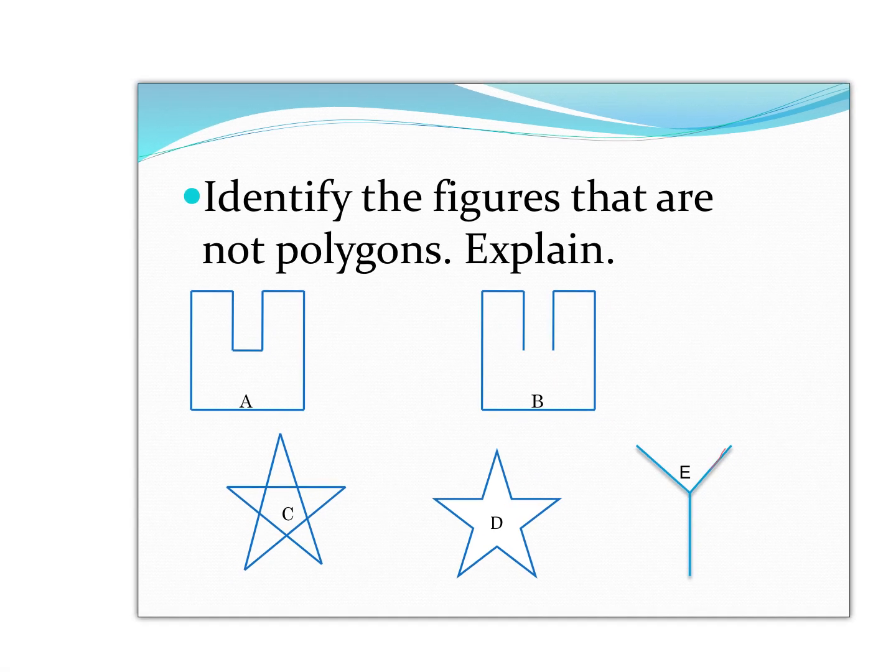So here, let's identify the figures that are not polygons. Let's go through and say what are polygons. A is definitely a polygon. The reason we know it's a polygon is that everything touches at the vertices, it's two-dimensional, everything is on the same plane, and you have no open ends. B is not a polygon. It looks like it is, except for the fact that it's missing a side here. It's open, and we know that a polygon has to be closed.